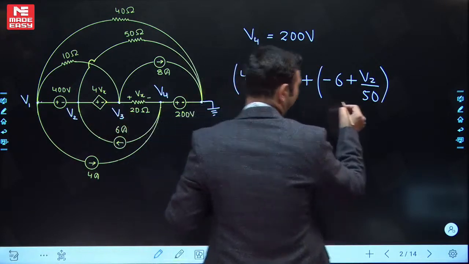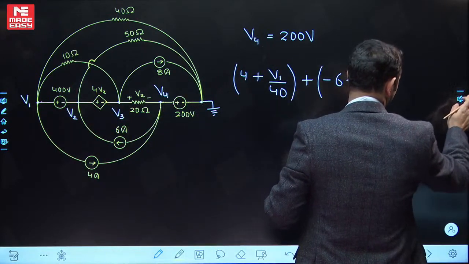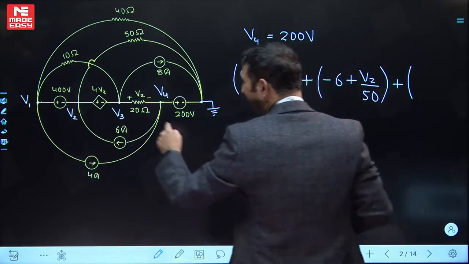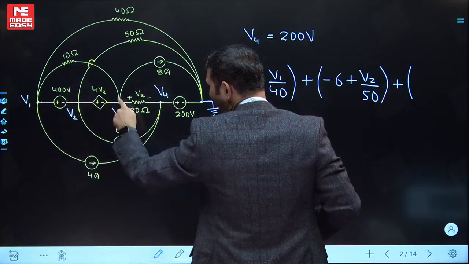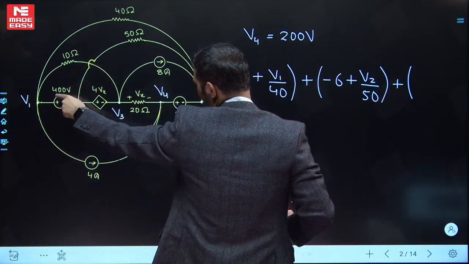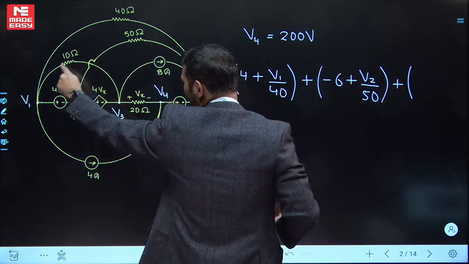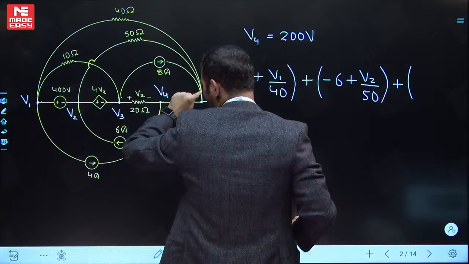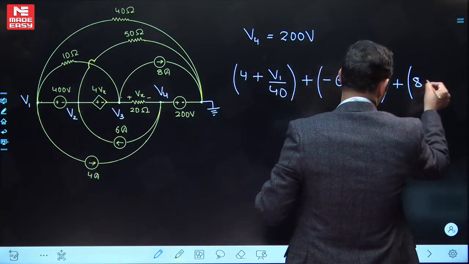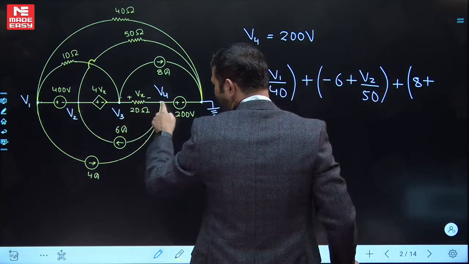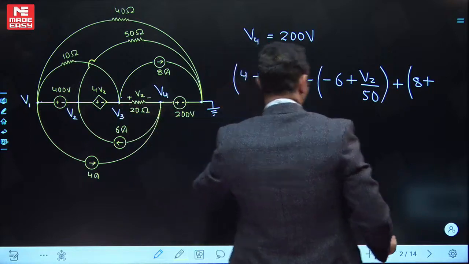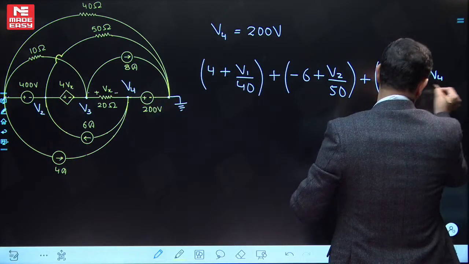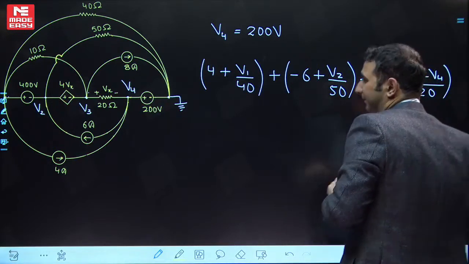Let's move to node 3. Plus at node 3, not for this branch. Can I write it for this one? No, I cannot. Why? Because this branch is connected between 2 nodes which are forming the super node, so I won't be writing for this one. What about 8? Yes, outgoing, so plus 8. What about this branch? Of course, V3 minus V4 divided by 20 plus V3 minus V4 divided by 20.